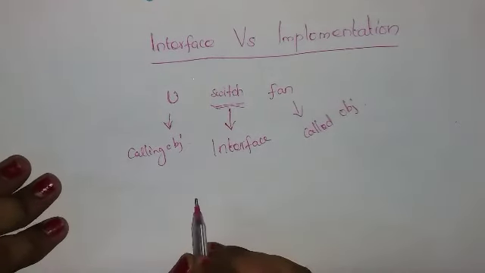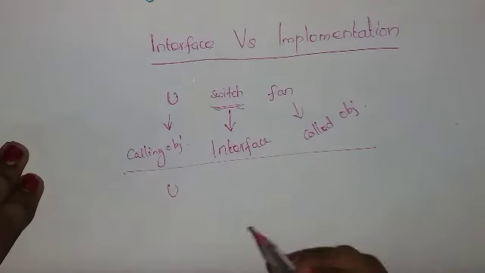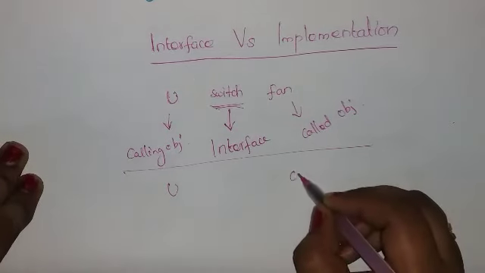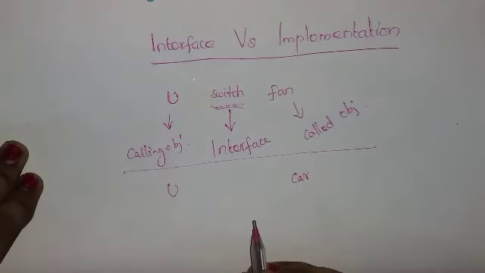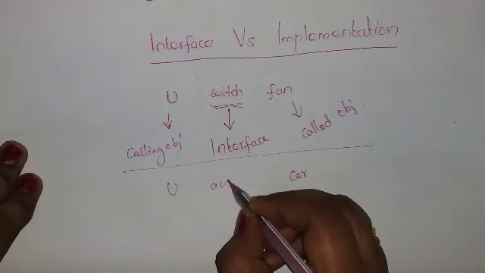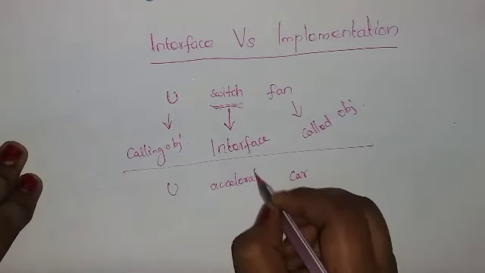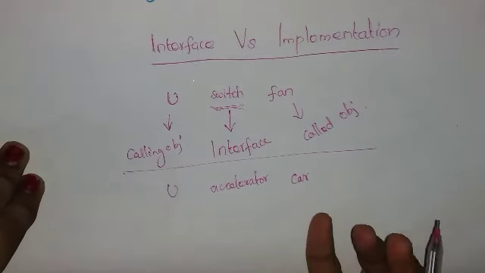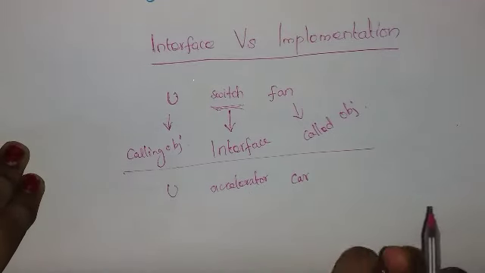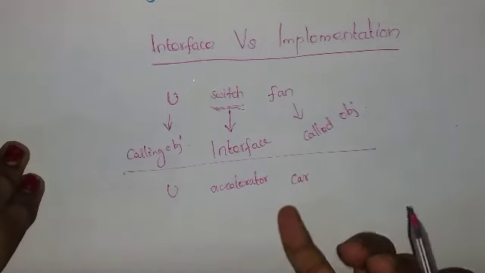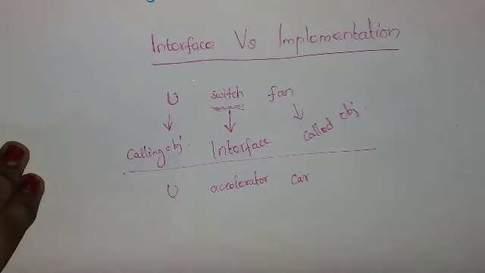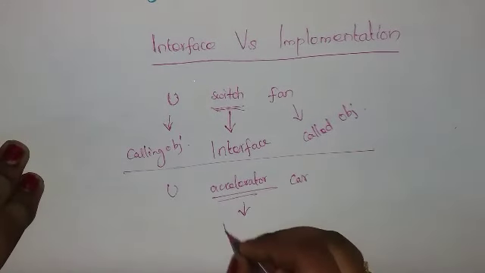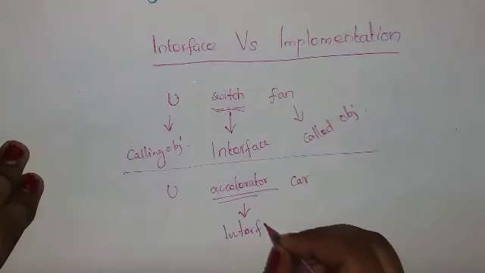Let us see another real-time example. Suppose you are driving a car. If you want to increase the speed of the car, then what will you do? You just press the accelerator. But you don't care how the accelerator works, how it increases the speed. You don't care about all these things. Here the accelerator is called the interface.